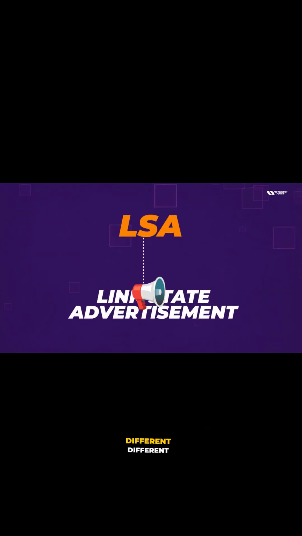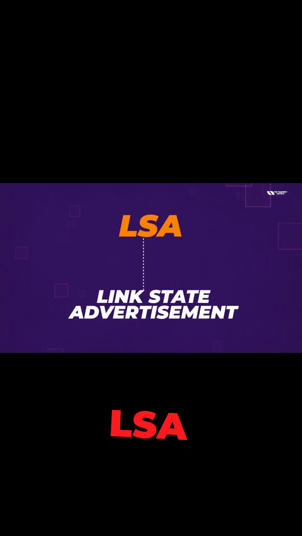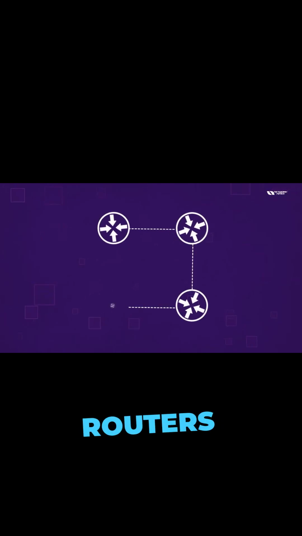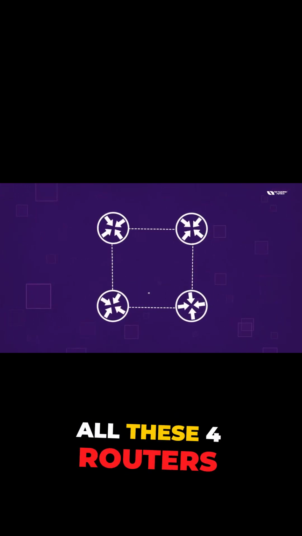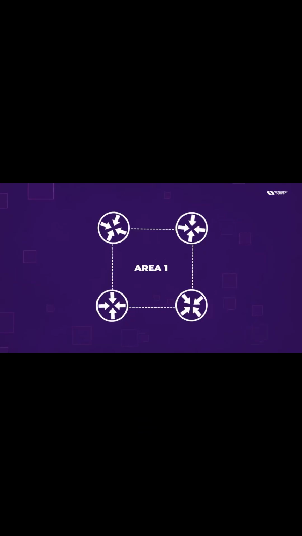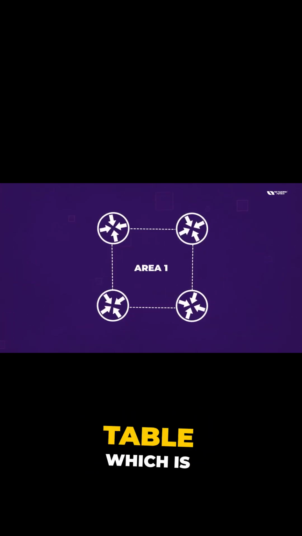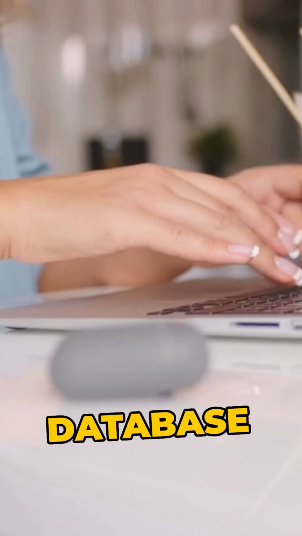LSA stands for link state advertisement. So there are different LSAs. The first LSA is called router LSA. When you connect, like, four routers within one area, suppose all these four routers are in area 1, all routers will create a table which is called the OSPF database table.